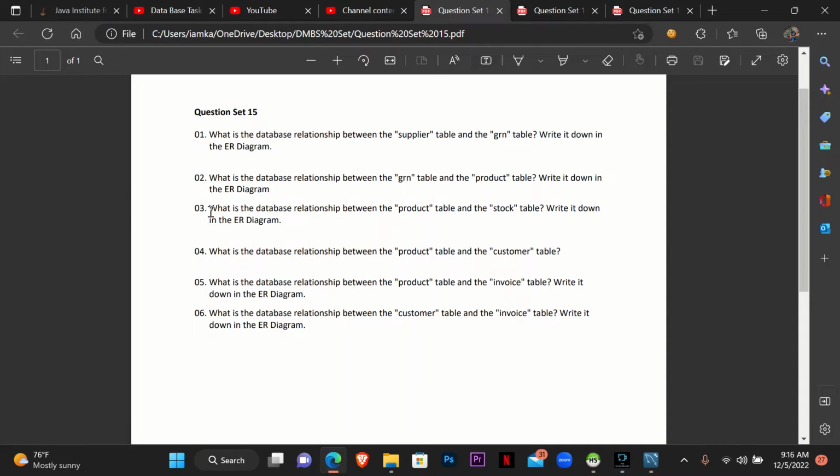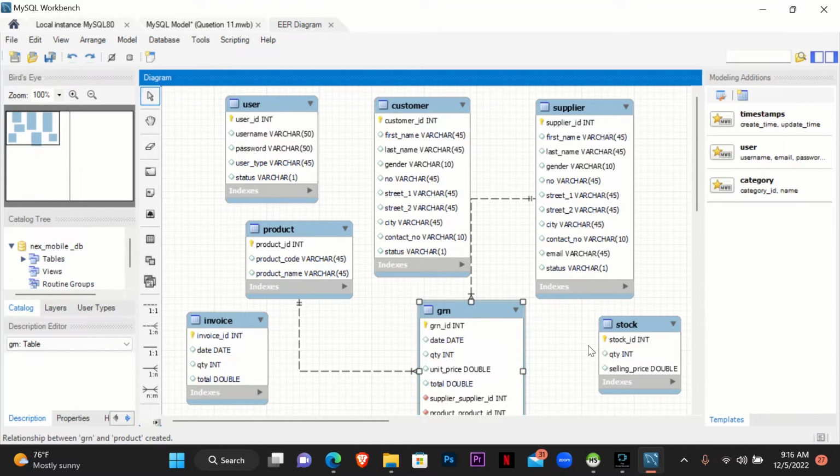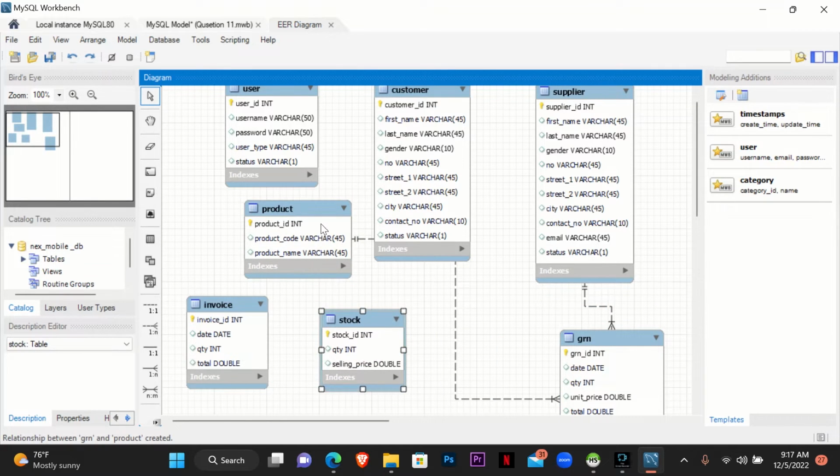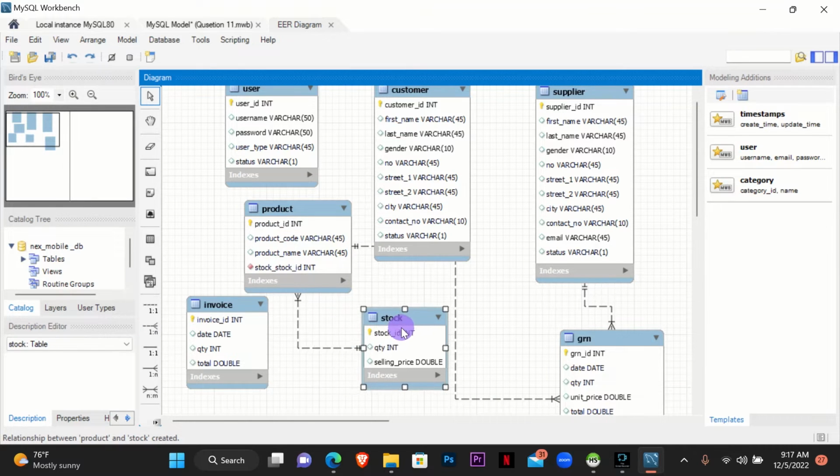Next, our third question is, what is the database relationship between the product and the stock table? Here is my product table and this is my stock table. From the product side, a product can have only one stock, but from the stock side, a stock can have many products. Therefore it will be a one-to-many relationship. The product side will be the many side and the stock will be the one side. So I am going to create this one-to-many relationship between the product and the stock table.